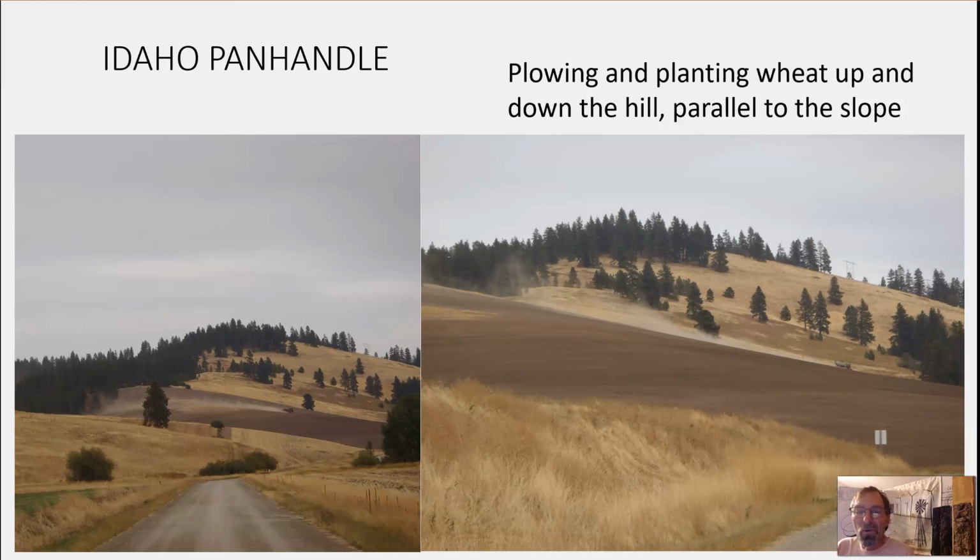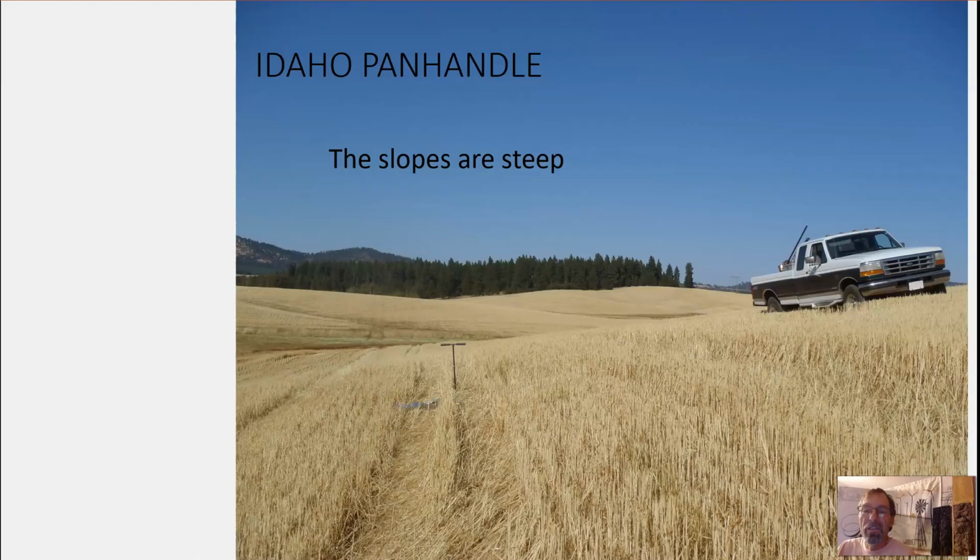Let's switch to the northwest and look at the Idaho Panhandle. Again, you can see a lot of soil blowing around behind these tractors that are planting and plowing up and down the hill. He's planting wheat at the moment. Conventional tillage destroys the surface soil structure, makes it susceptible to erosion. These soils are somewhat abused, but no residue left on the surface because of the conventional tillage, inversion tillage.